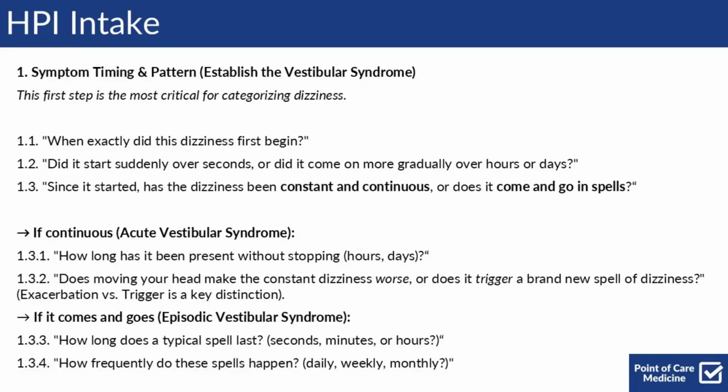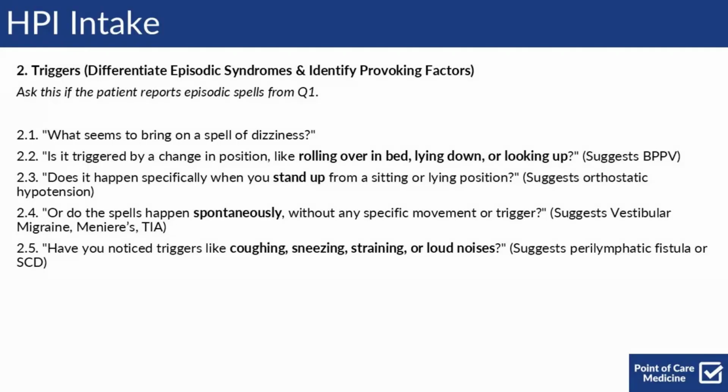You need to ask how long it's been present for without stopping, and whether moving their head makes the constant dizziness worse, or if it triggers a brand new spell. This distinction between exacerbation and a new trigger is key. If the dizziness comes and goes, it's an episodic vestibular syndrome. You should ask how long a typical spell lasts, seconds, minutes, or hours, and how frequently these spells happen, daily, weekly, or monthly.